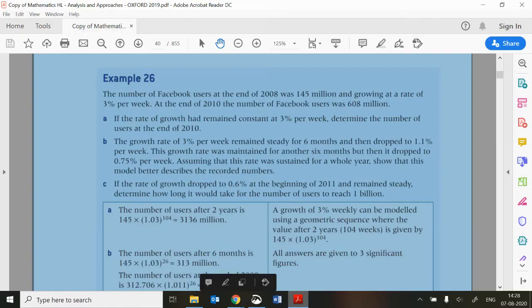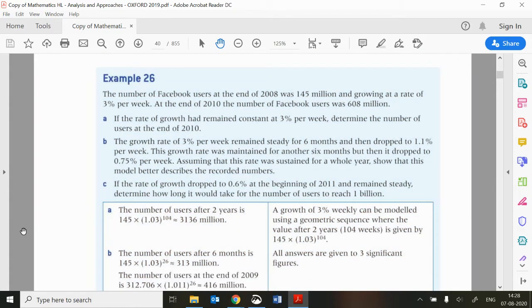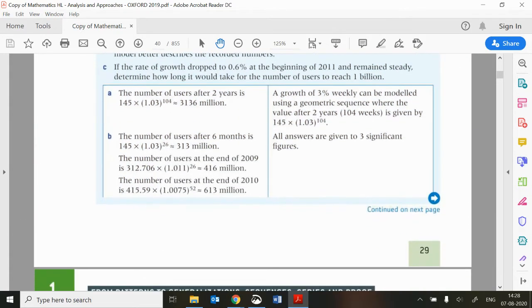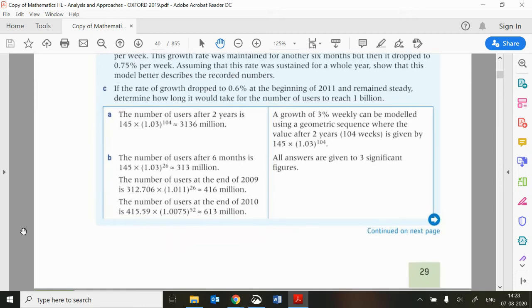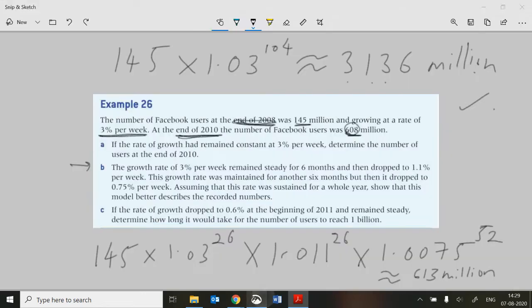Okay, let's just look at that answer as well. So we've got, yes, 613 million. You can see they've actually done it in steps there, and they've come up with these intermediate answers as well. So we've got 313 is where we end up with at the end of 6 months. So we've got 313 million, and then we've got 416 million, and then 613 million. Okay, good, done. So next part of the question.